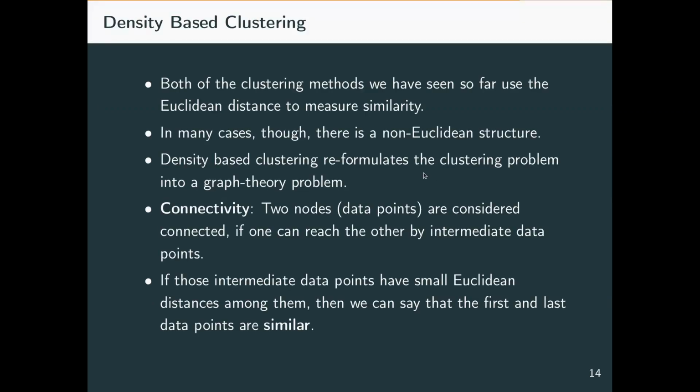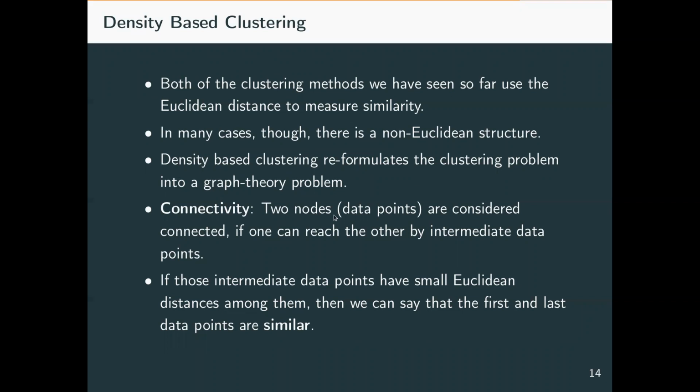Okay, then maybe we will move to density-based clustering and DBSCAN in particular. The methods we have seen so far both use the Euclidean distance to measure similarity and the error. But in many cases we don't have a Euclidean structure, and these algorithms tend to fail in such cases. So what density-based clustering does is it reformulates the problem into a graph theory problem, and it uses the connectivity relation to define similarity between data points.